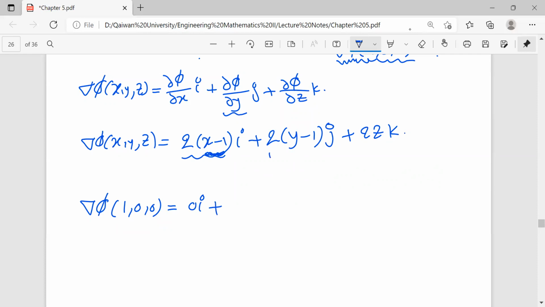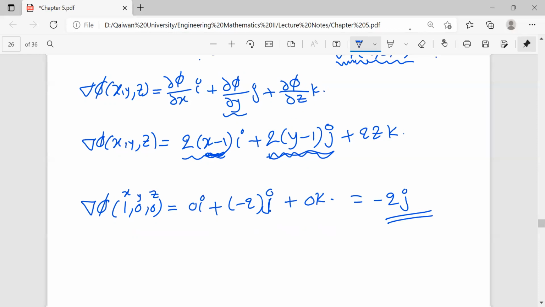Plus, if you replace y by 0, this is x, that's y, and this is z, here we get 2 times negative 1, which is minus 2j, plus 0 k. If you replace z by 0, we get 0. It equals minus 2j. This is the gradient for that scalar field at the point 1, 0, 0.